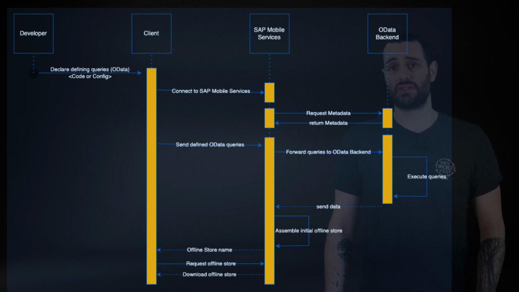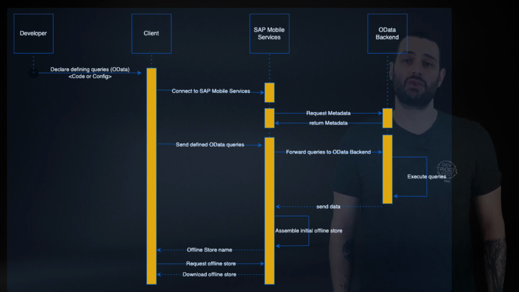SAP Mobile Services stores the initial store database, which allows other clients to download the already initialized store. This makes the OData offline initialization process quicker, as the database is already populated and only needs to be downloaded to the client.